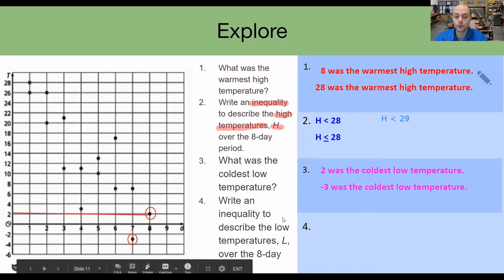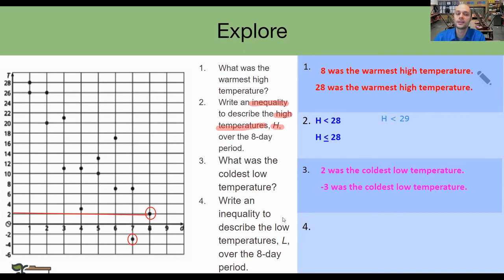Now, for number 4, I want you again to take a minute, pause the video, read the question to yourself, and then we're going to do it together. All right, welcome back. Number 4 states, write an inequality to describe the low temperatures L over the 8-day period. What do you notice about this question? What do they want us to do? Please pause the video and let me know.